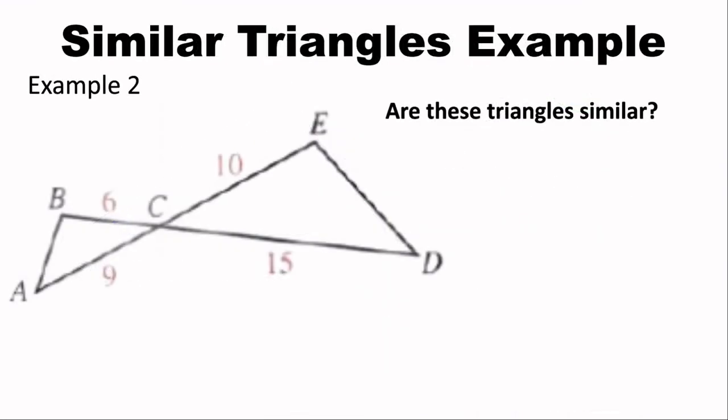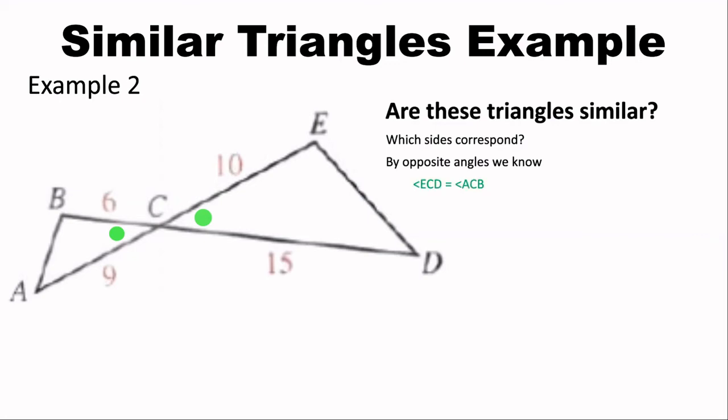Now let's try out that SAS rule with this example. Are these triangles similar? I'm not given very much information. I'm not told what any of the angles are, and I've got some of the side lengths labeled. But which of these side lengths correspond to each other? I really don't even know where to start because I haven't got an angle of reference. However, by opposite angles, you should know that these two angles are equal. Angle BCA in triangle ABC is equal to angle ECD.